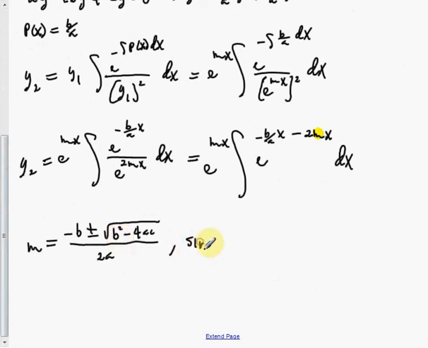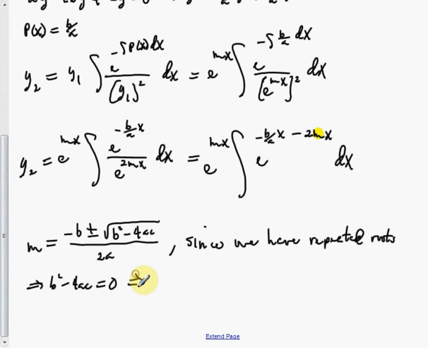So here, since we have repeated roots, this implies that b squared minus 4ac is equal to 0, and that implies that m is equal to negative b over 2a. Right? Are you with me? See that? So then I go back and just replace that m up here with negative b over 2a.